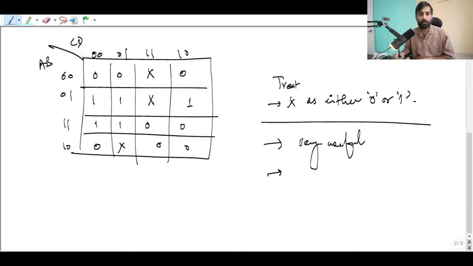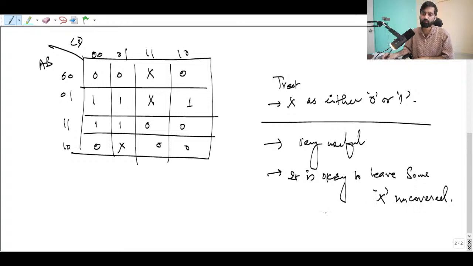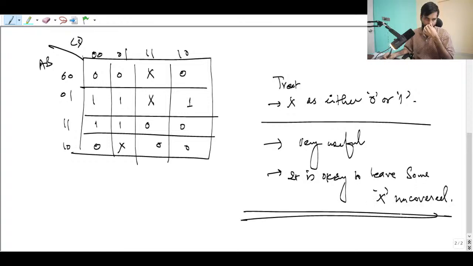And you can leave some x uncovered. It is okay to leave some don't cares, no problem, nothing is going to happen. This is important. Suppose we want to combine them. If you want to combine ones, here there are four ones.